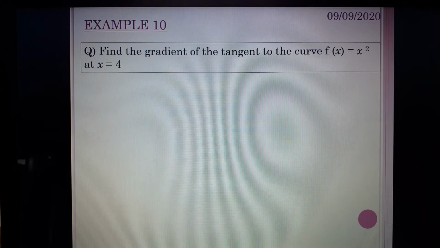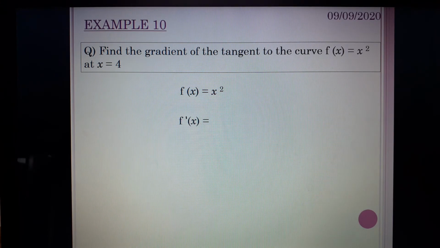So we need to recognise that the gradient of the tangent to the curve is a differentiation question. So this is how you're going to find the exact gradient at x equals 4 for this quadratic here. So we start with f of x equals x squared. We're going to differentiate it, making it 2x to the power of 1, which is just 2x.